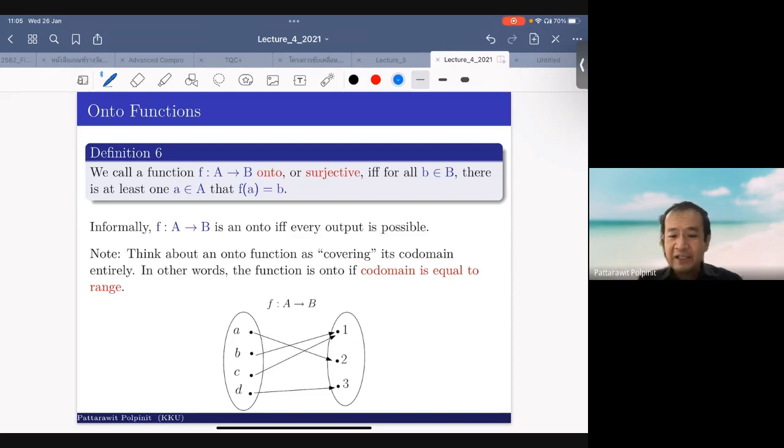Next one is onto. Onto is a lot harder than one-to-one. Okay. What is an onto function? Let's just, can I just answer this quick email? Just 2 minutes.